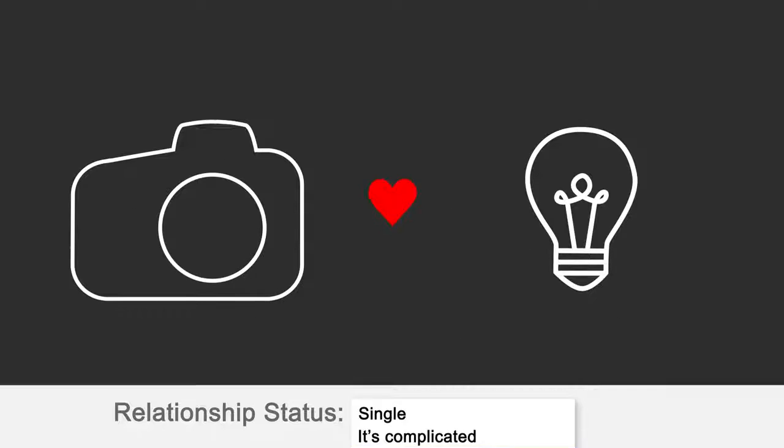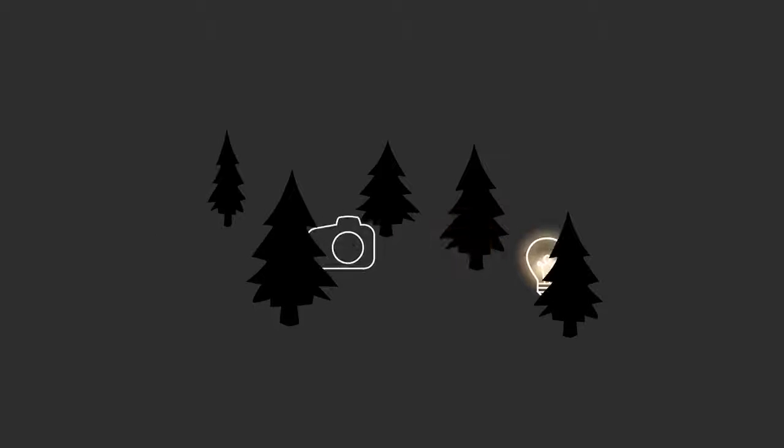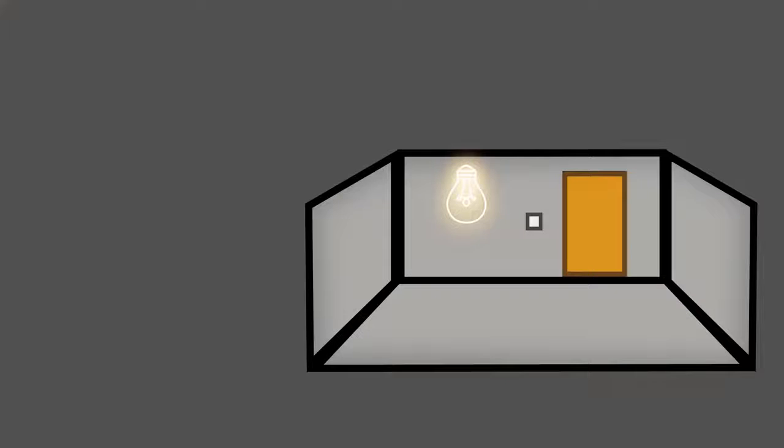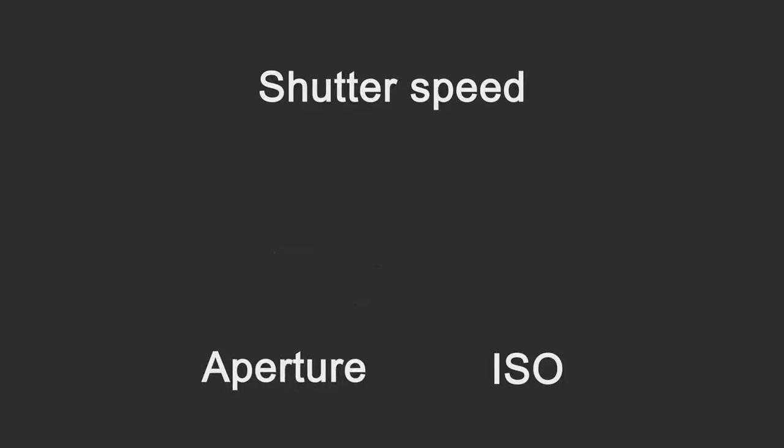If cameras and light would post about their relationship online, it would say it's complicated. They don't do well without one another, but there's always too much. And while you can control light on the inside, it gets increasingly hard on the outside. Instead, adjust the camera. There are three major ways to manage light: shutter speed, aperture, and ISO, resulting in the exposure triangle. First up, shutter speed.